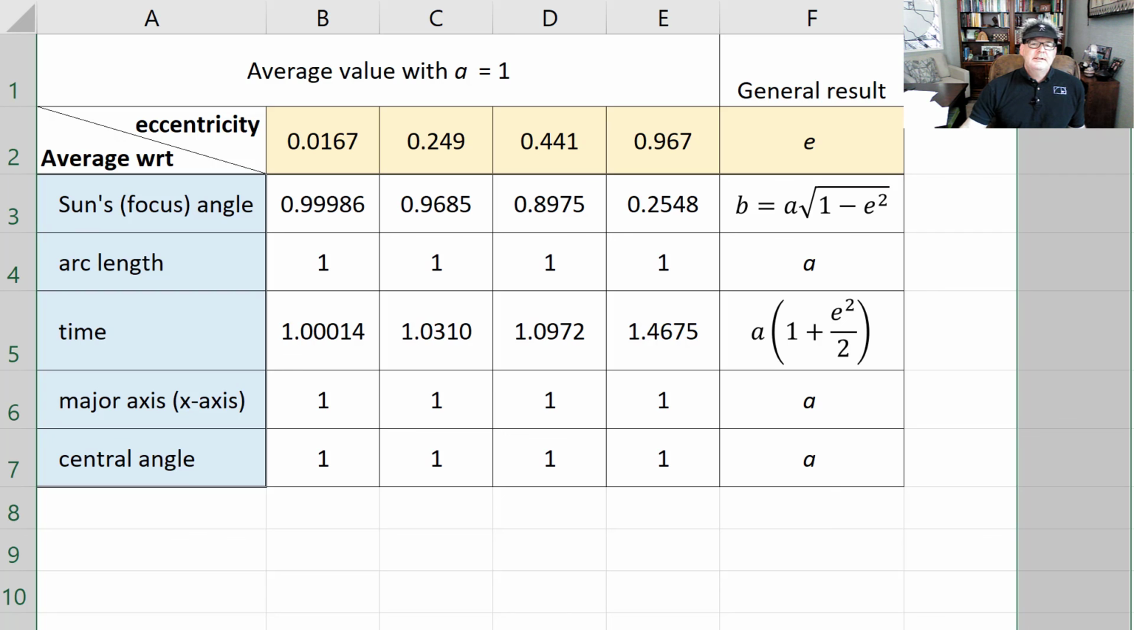So to sum up, this is our result. You can find the average value with respect to the angle with the sun at the origin, and the average value is going to be b with respect to that angle, or average value with respect to arc length, it'll always be a. Average value with respect to time. Average value with respect to projection onto the major axis, which I had as the x-axis, or the central angle, if the center is at the origin, that'll be back to being a.